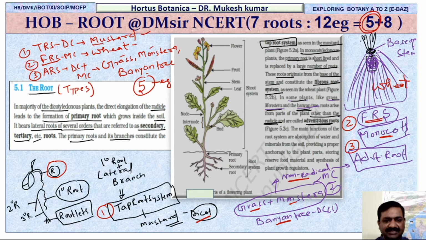Yes, one is the mustard from taproot system, second one is the wheat from fibrous root system, grass, monstera and banyan, this is from the adventitious root system, isn't it? Now see, the next paragraph is stated about its function of the root.